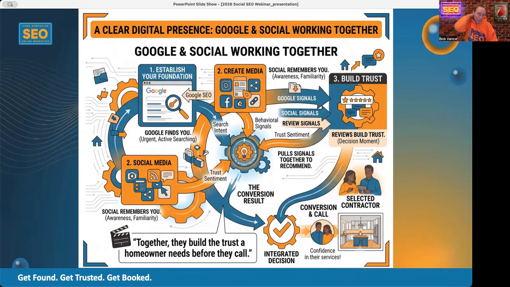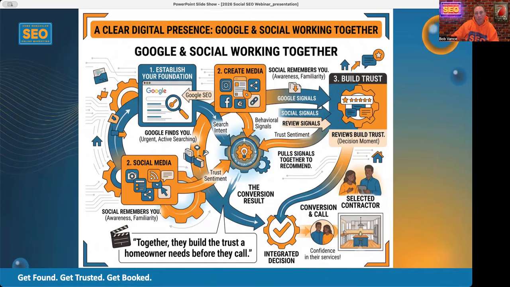And then you have the reviews that build trust at the exact moment someone is starting to make that decision on who they're going to reach out to. And then increasingly, the AI tools are pulling from all of these different signals together to understand and to recommend your company. So the future isn't about picking just one channel and mastering it in isolation, or just saying AI is going to do everything.